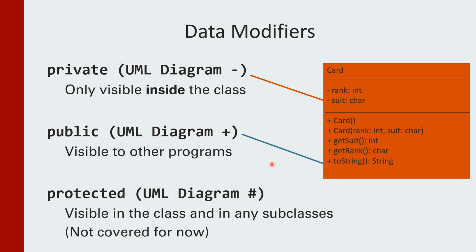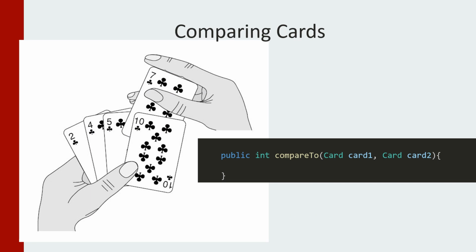Another descriptor other than private and public can be protected, which means it's visible in the class and any subclasses, but I just want to let you know that that word exists, but we won't be talking about it for now. Here's another exercise I'm going to leave you with, which is to write a compareTo method.